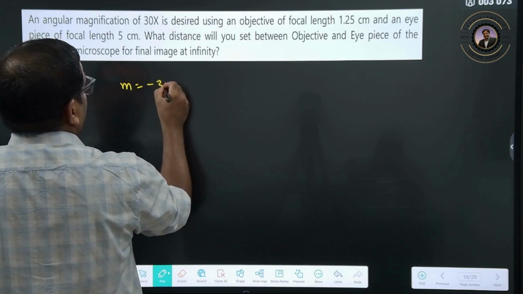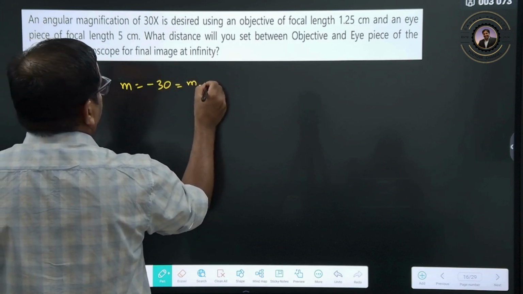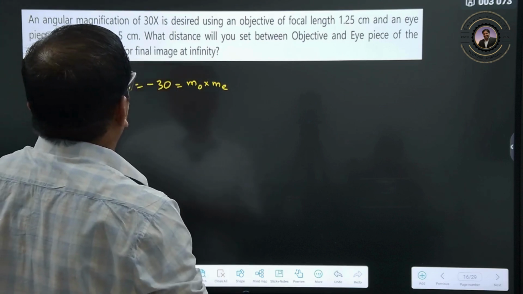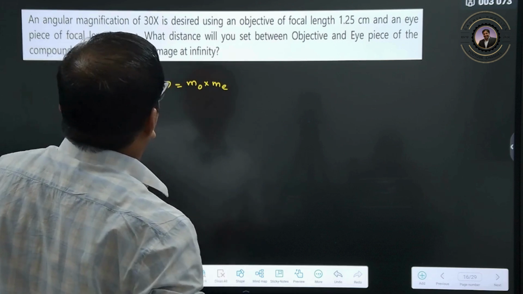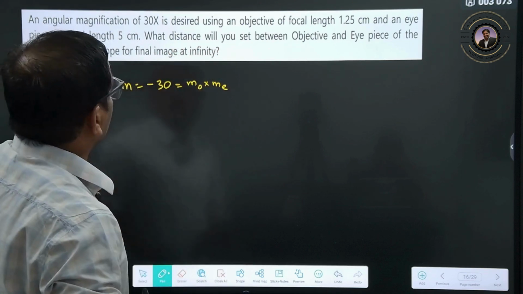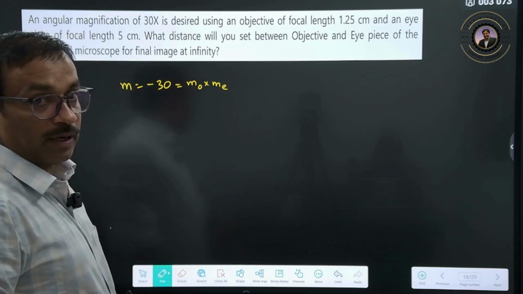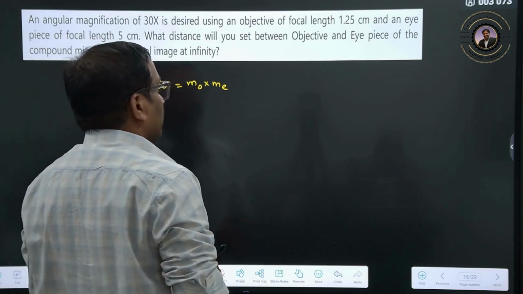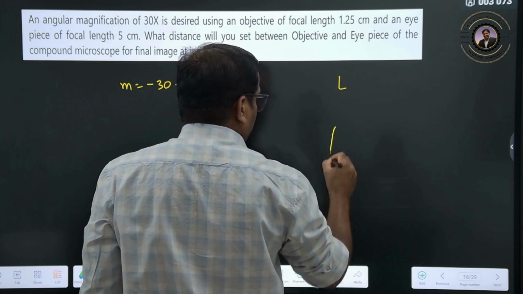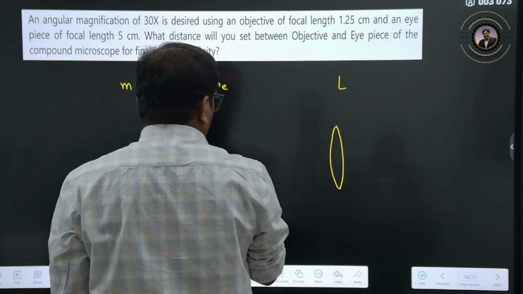Therefore minus 30 will be equal to the magnification of objective and eyepiece. Clear? So now what will be the distance you set between the objective and eyepiece, if the compound microscope forms the final image at infinity? He is asking for L. The final image is at infinity, so what do you have to do now?